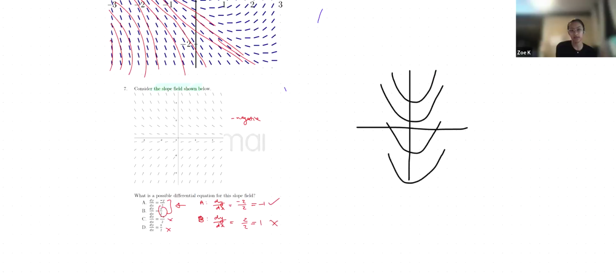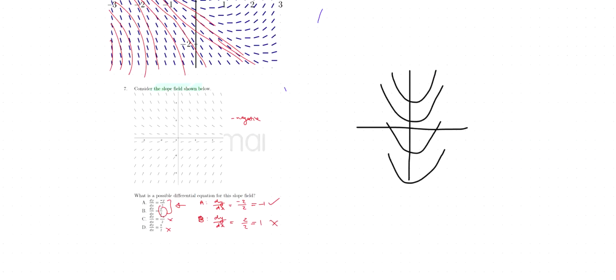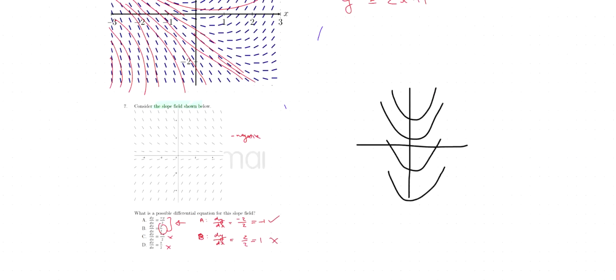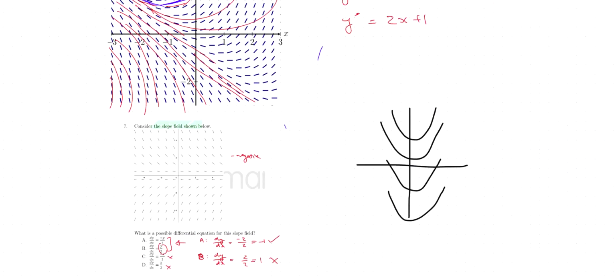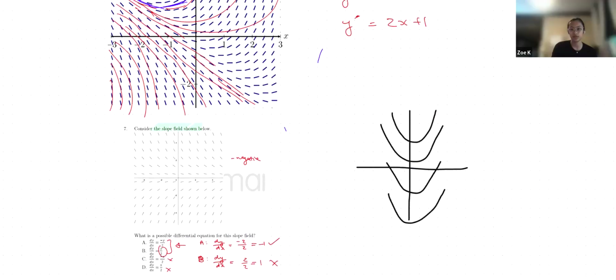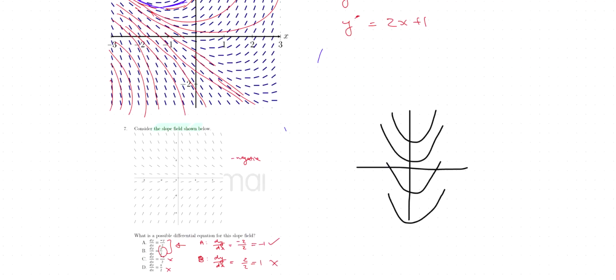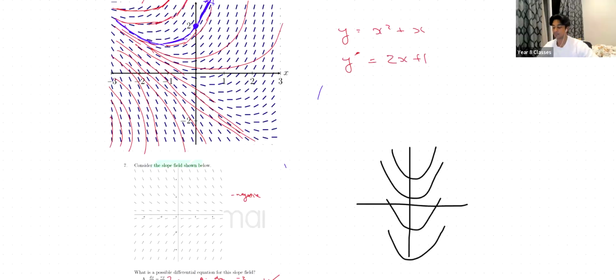I think family of curves is different to your differential slope field. Yeah, I believe so. Family of curves comes from the plus C from integration, and your slope field comes from your differential equation. Yeah, you're right. That was what I was confused about. Thank you, Zoe. Thanks.